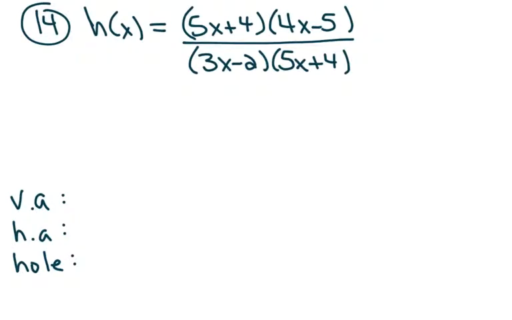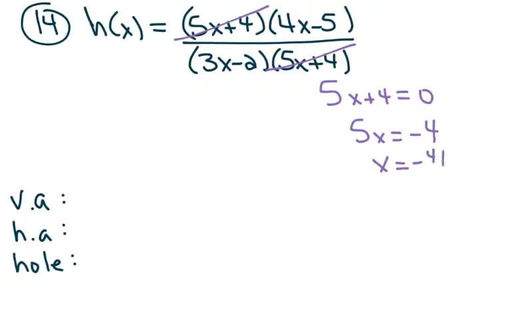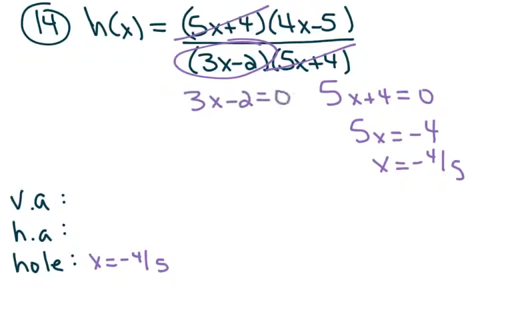In number 14, this is already factored for us. So let's first find any holes. There is a common factor that can be canceled. So I will set that common factor equal to 0 and solve for x. And I'm going to find out that there's a hole at x equals -4/5. Since there is something in the denominator that I have not canceled, that's going to give me a vertical asymptote. So I'll now set that equal to 0 and solve for x. And the vertical asymptote is at x equals 2/3.